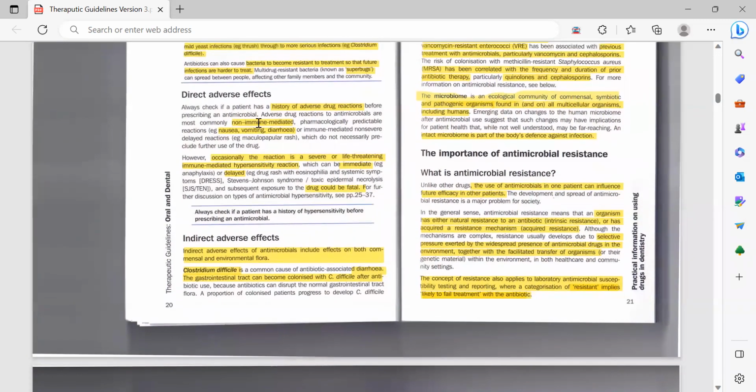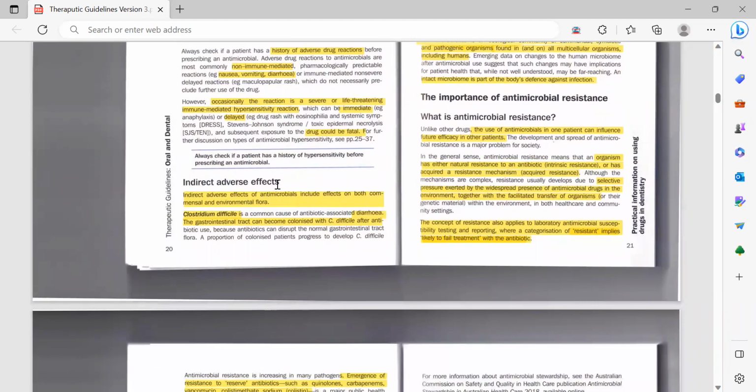So they have divided the direct effects, what the antibiotic can do to your body directly. First of all, the pharmacologically predictable reactions, that is nausea, vomiting, diarrhea. Then the immunity-based ones, of which there are two types. One is dangerous and one is not dangerous. The dangerous ones would be anaphylaxis and all these reactions, but the non-dangerous would be only the rash.